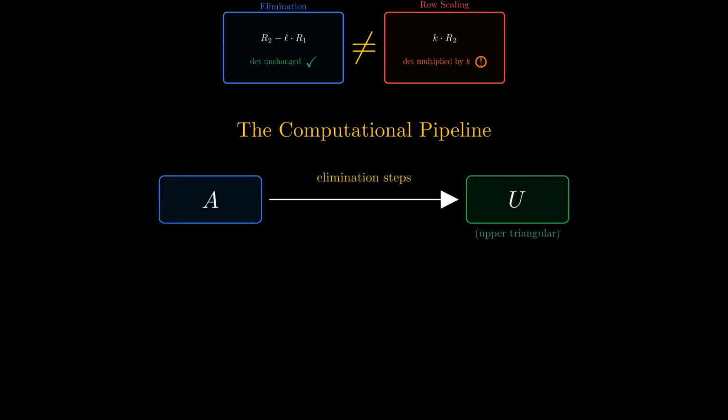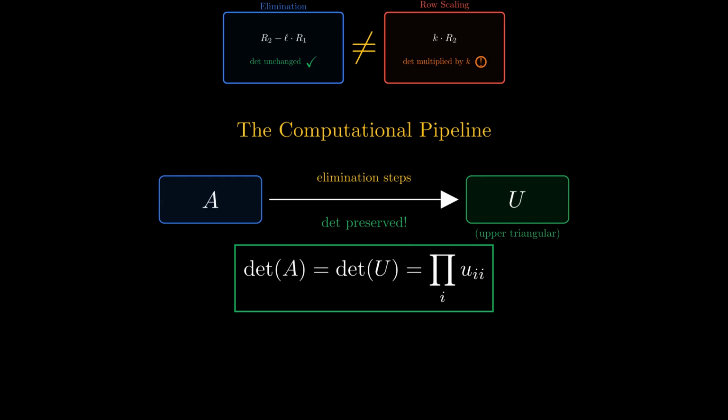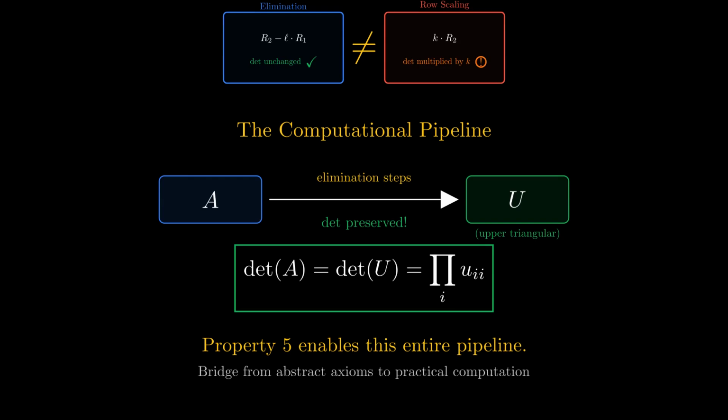Here is the full pipeline. We start with any matrix, apply elimination steps to reduce it to upper triangular form. And since elimination preserves the determinant, it is undisturbed throughout. Once we have an upper triangular matrix, the determinant is simply the product of the diagonal entries. Property 5 enables this entire pipeline. It is the bridge from abstract axioms to practical computation.